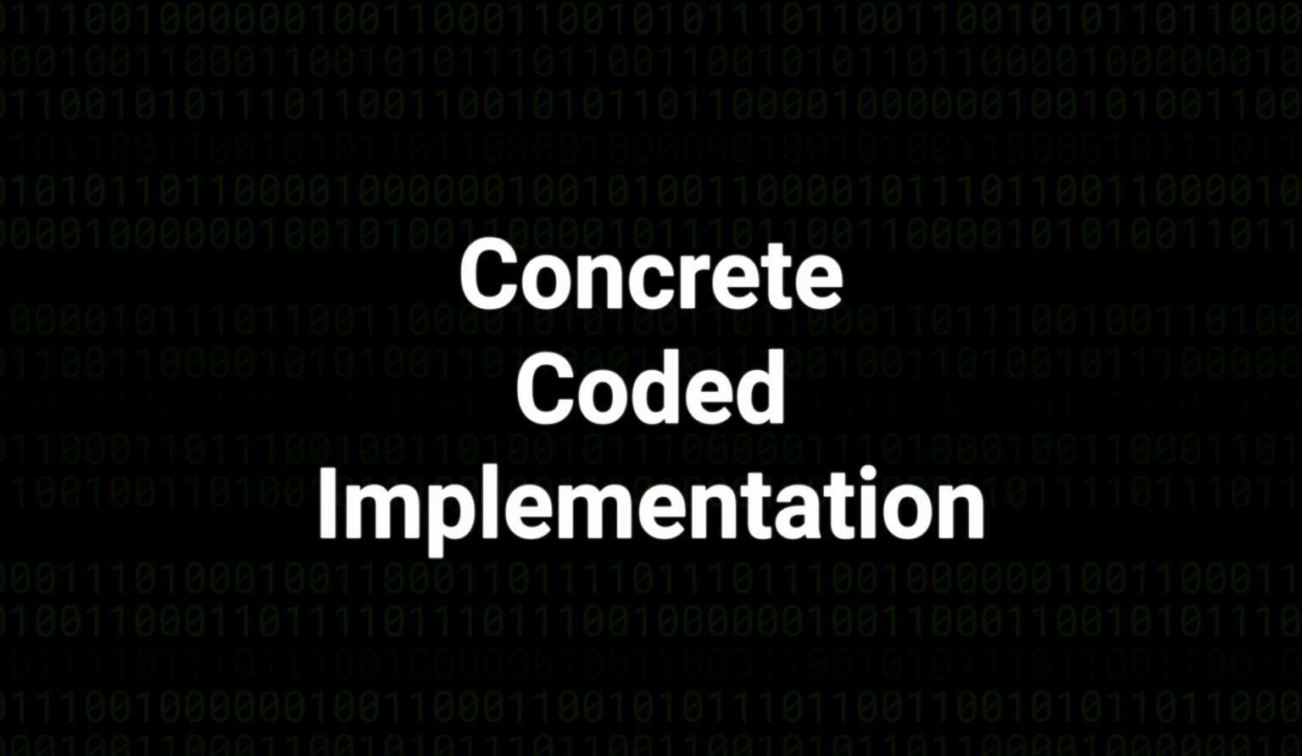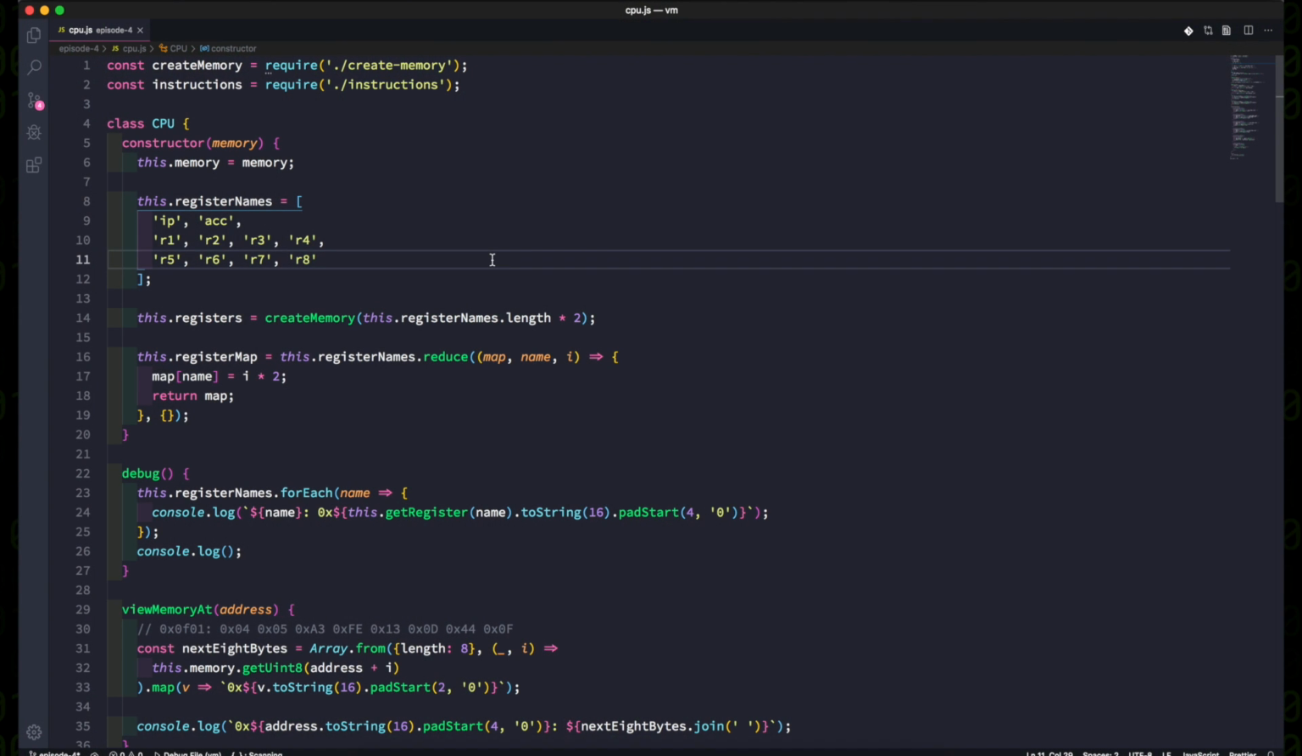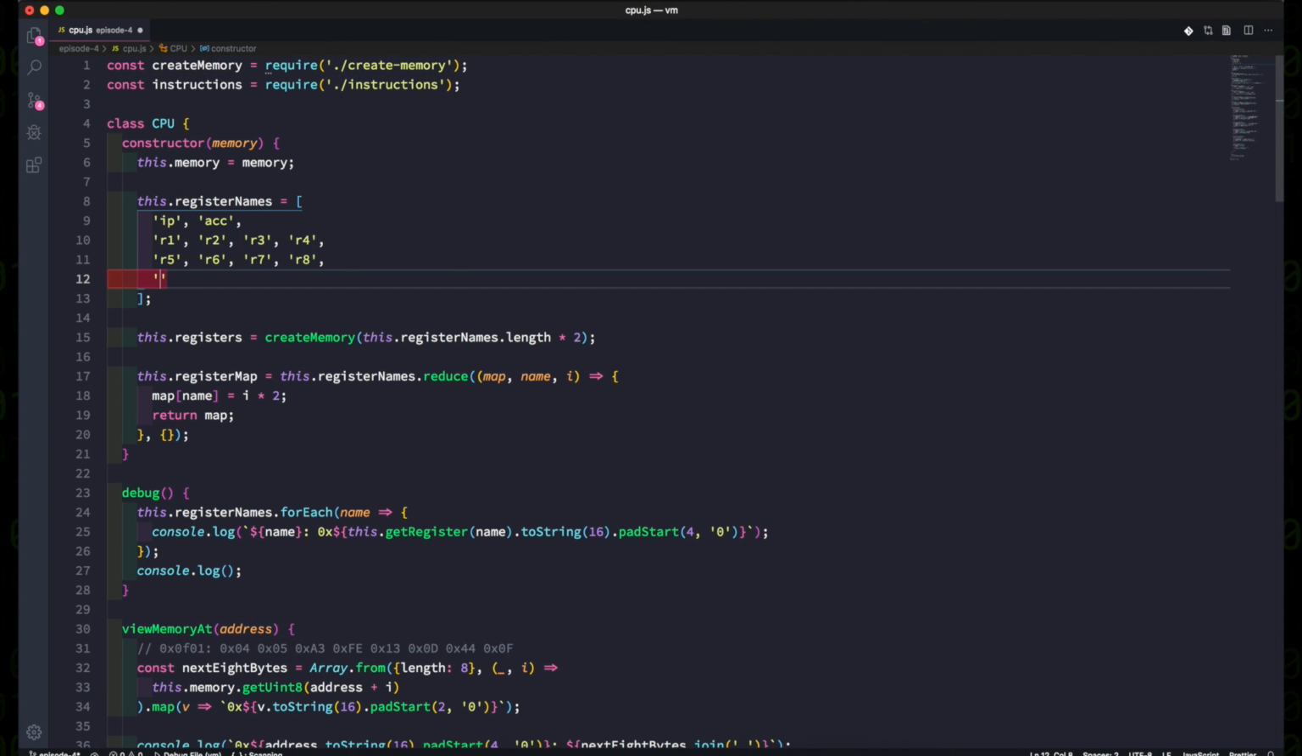Today, we're going to create the concrete coded implementation of the stack. So to start out, we have two new registers. We have the stack pointer and we have the frame pointer. I'm going to add those as the next two registers after the general purpose registers.